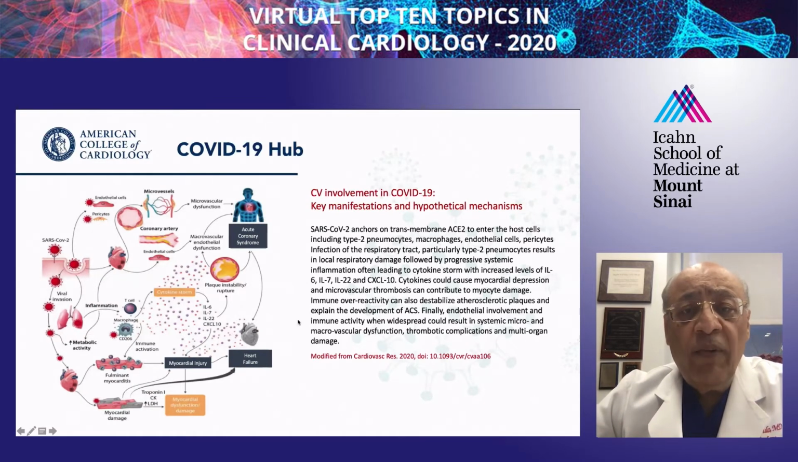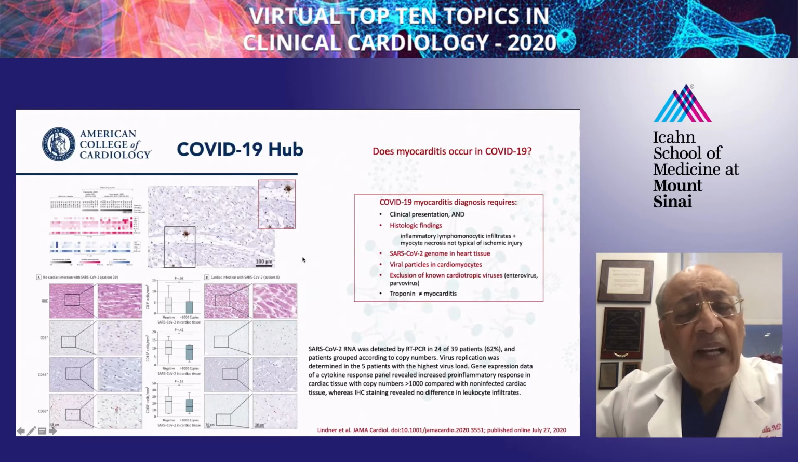So when there is COVID involvement, you can summarize it as was shown in one of these review articles. These are the hypothetical mechanisms here: the SARS-CoV-2 virus anchors on the transmembrane ACE2 receptors to enter the host cells, including type 2 pneumocytes, macrophages, endothelial cells, and pericytes. It infects the respiratory tract, and particularly the type 2 pneumocyte, resulting in local respiratory damage, followed by progressive systemic inflammation, often leading to a cytokine storm, with increased levels of IL-6, 7, 22, and CXCL10.